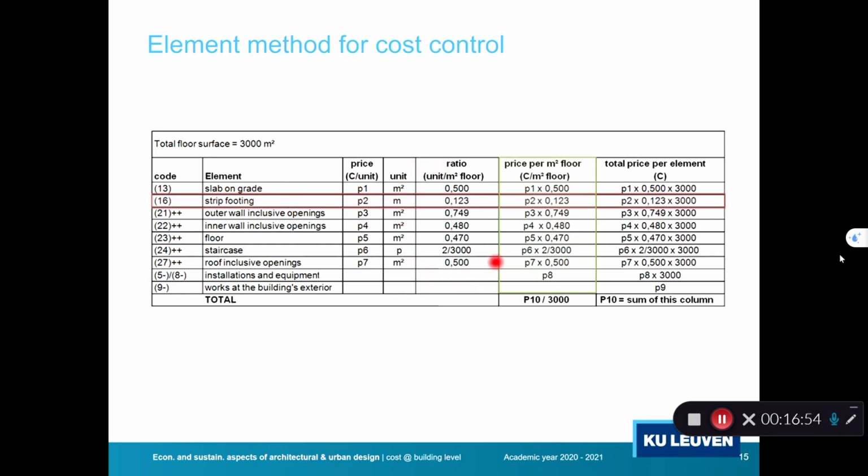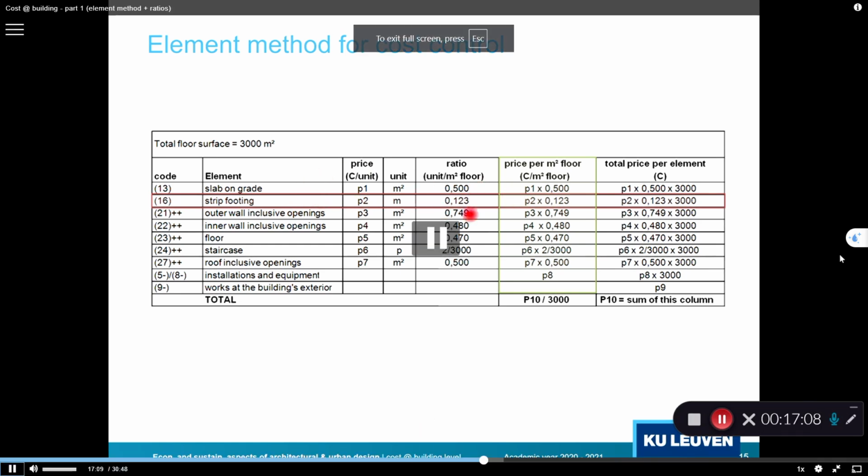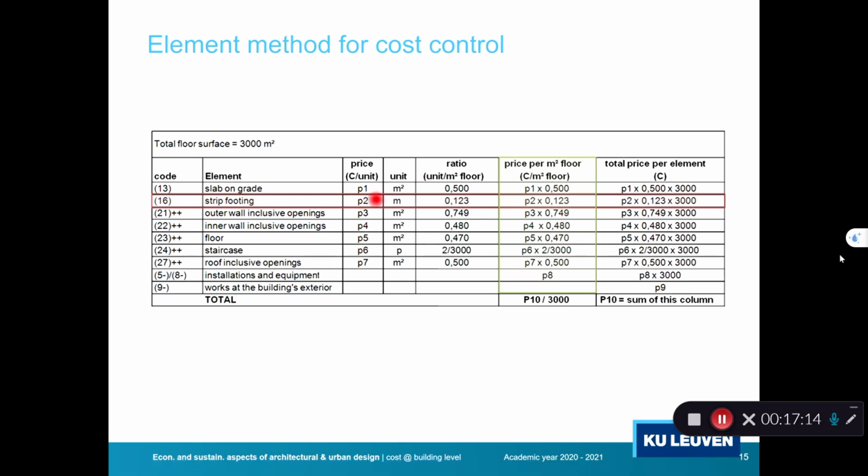For our specific building, we will need to define the ratio, so the amount of that element we have per square meter floor. I'll come back to that in a second. And then we can calculate the price of a certain element per square meter floor. So for example, I know my unit price for strip footing is P2 per running meter. I know I have 0.123 running meter of strip footing per square meter of floor. So my cost for the strip footing per square meter floor is multiplying the price per unit with the unit per square meter floor. And then I get this price per square meter floor.